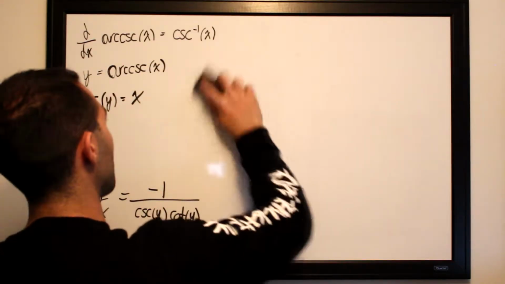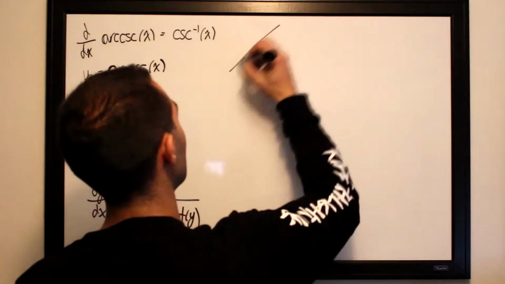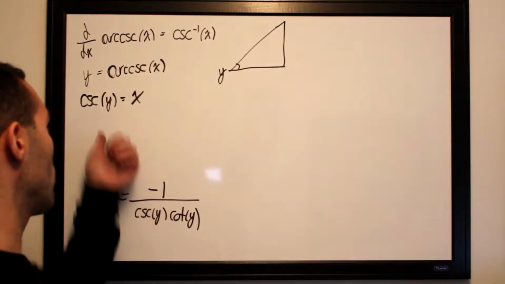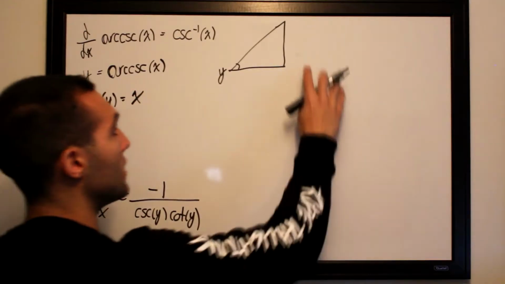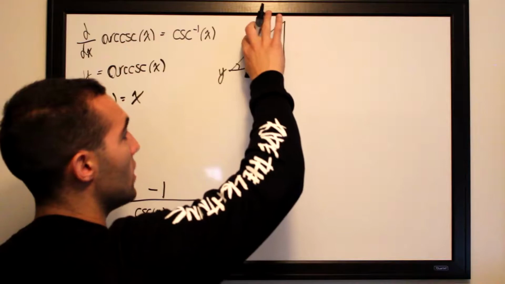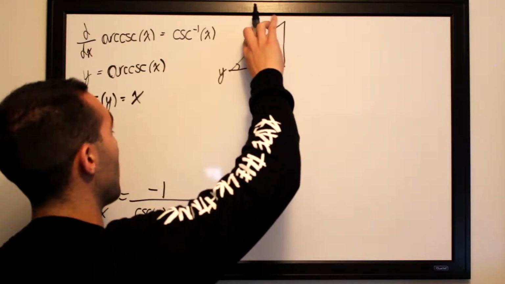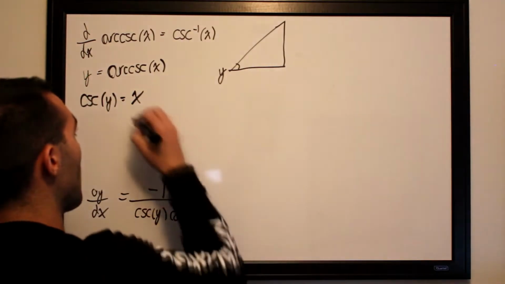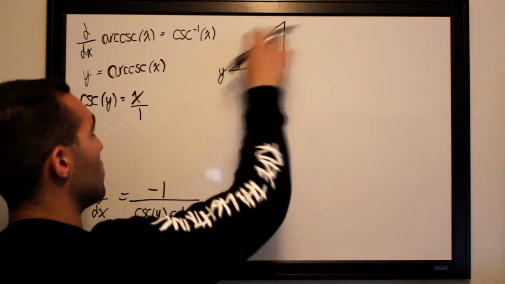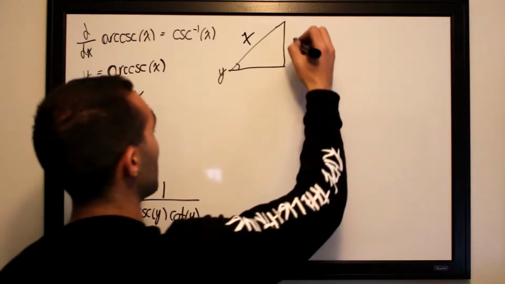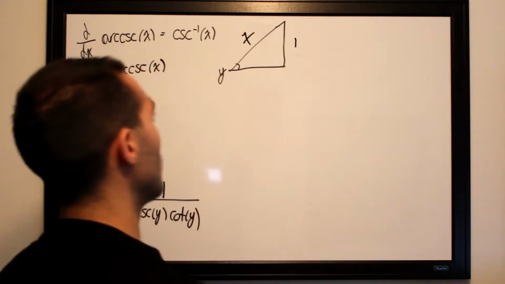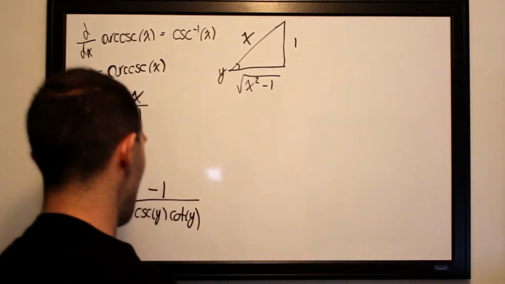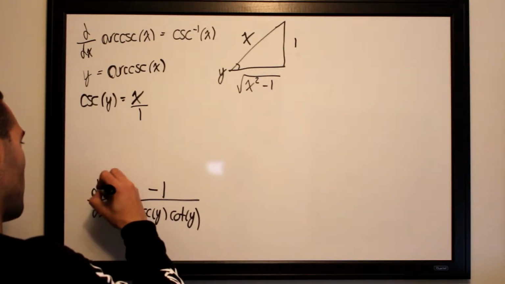So let's go ahead and construct a little triangle with an angle y down in the corner. Now the cosecant is the inverse of the sine, and sine is the opposite divided by the hypotenuse. So the cosecant of y is the inverse of that, the hypotenuse divided by the opposite. So x over 1 is equal to hypotenuse over opposite. So we have x, and then we have 1 over here. This bottom side will be, using the Pythagorean theorem, the square root of x squared minus 1. And this managed to get erased somehow.